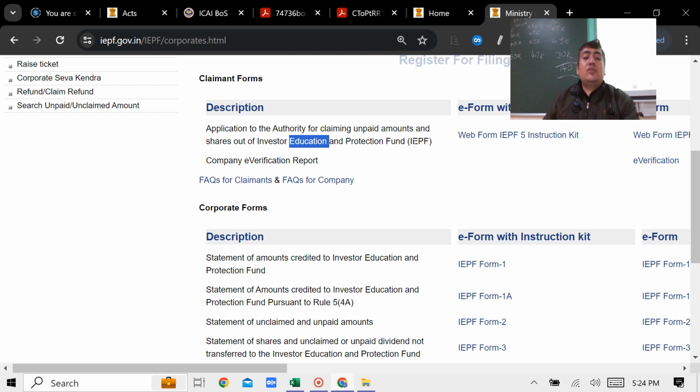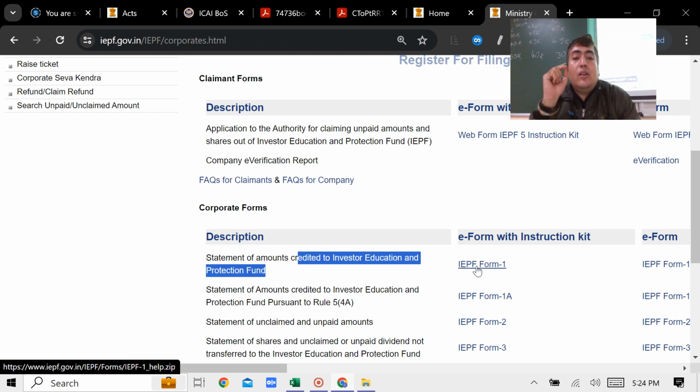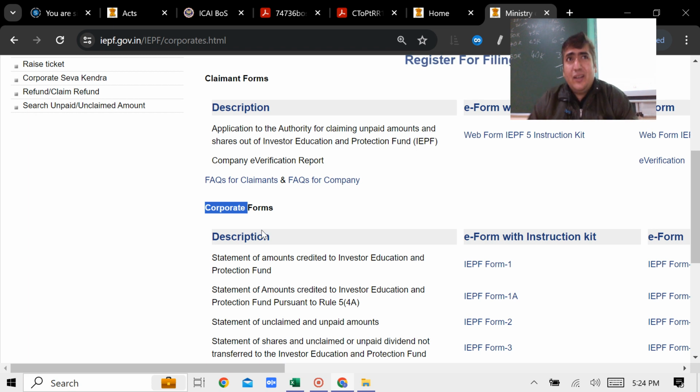Statement of amounts credited to the Investor Education and Protection Fund. This is the IEPF form number 1, which will be filed by the corporate forms. What do you mean by corporate forms? These are the company forms. Do you really think it is only dividend which will go to IEPF? No. Any kind of unclaimed amount. For example, you have redeemed the preference shares or debentures. Again, there are two categories possible. Some people claim, some people didn't claim.